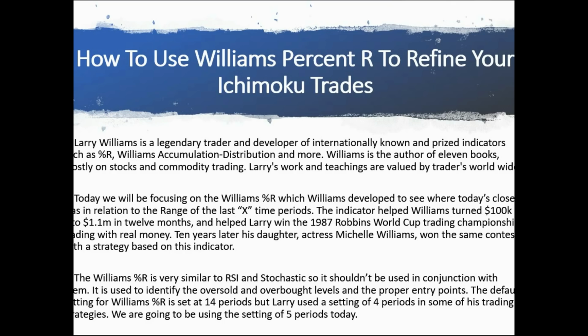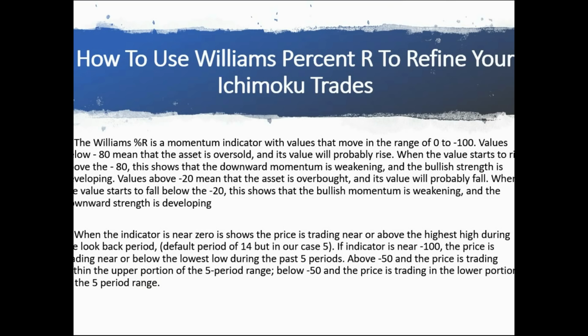The Williams percent R is very similar to the RSI and stochastics, so it shouldn't be used in conjunction with them. It is used to identify the oversold and overbought levels and the proper entry points. The default settings for Williams percent R are 14 periods, but Larry used a setting of 4 periods in some of his trading strategies. We're going to be using the setting of 5 periods in our trading strategy.